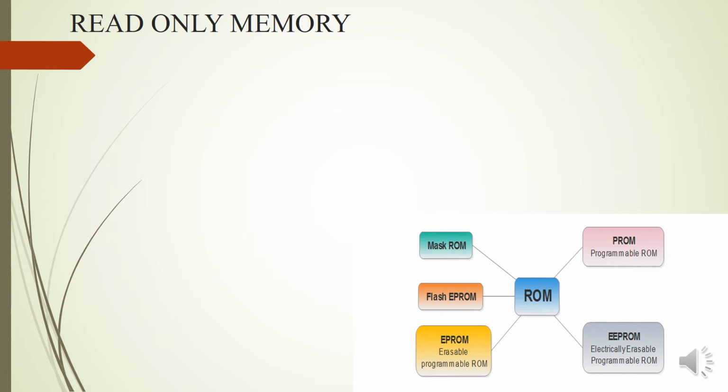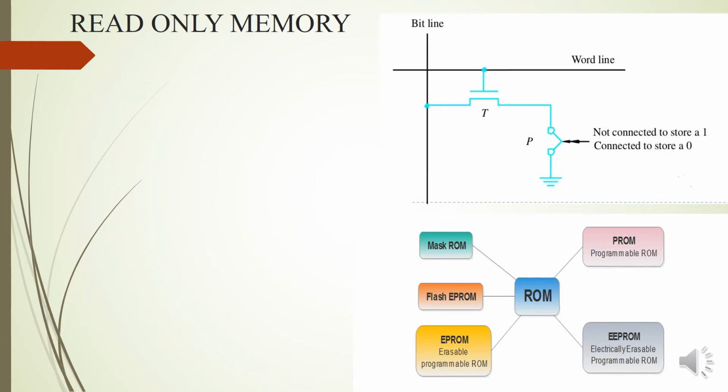In short, we call it as ROM. This diagram gives you the types of ROM. ROMs are classified into PROMs, EPROMs, EEPROM, Flash EEPROM and Mask ROM. This gives the circuit diagram of a single ROM cell consisting of a transistor and a fuse. The base of the transistor is connected to the word line and the collector is connected to the bit line.